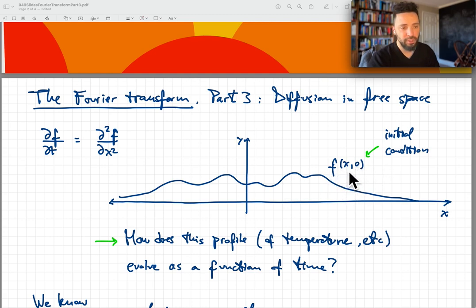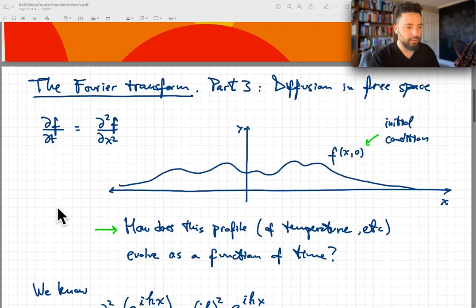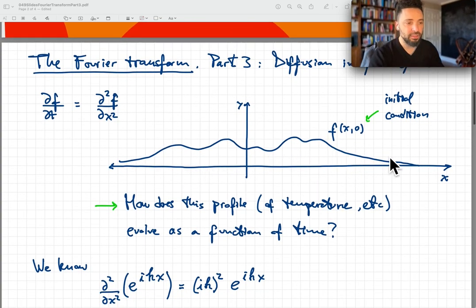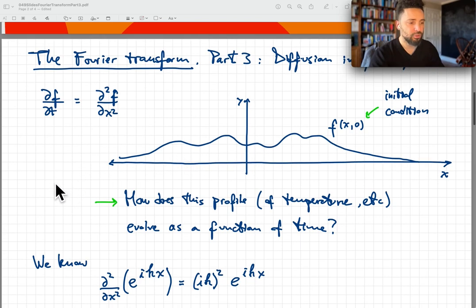It's a function of x. Here I show a function of x comma 0, where 0 is our time. And so this is going to be our starting point, or something like this is the hypothesis. And the question then is, how does this profile, whatever it is, representing temperature or concentration of some chemical or whatever it is, how does that evolve as a function of time?